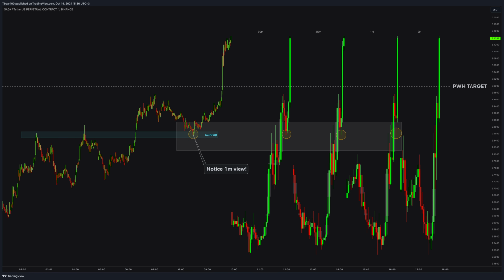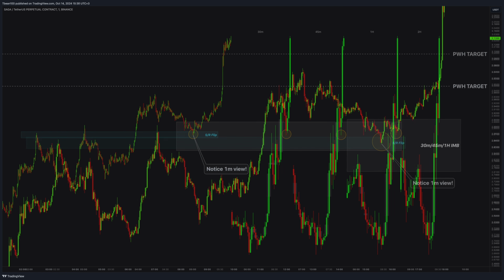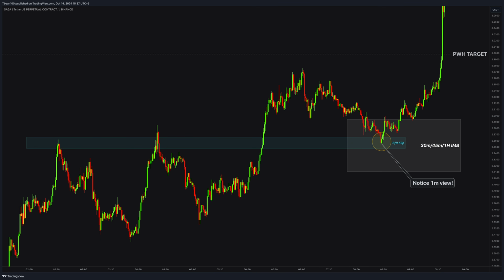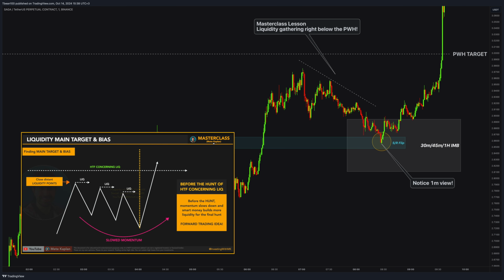Plus, what do we have here? Again, a spectacular support and resistance flip area. As you already know, SR flips make every other price action strategy much more powerful and stronger. Let's get closer to the 1 minute time frame. Do you see how the liquidity is gathering right below the previous week high?